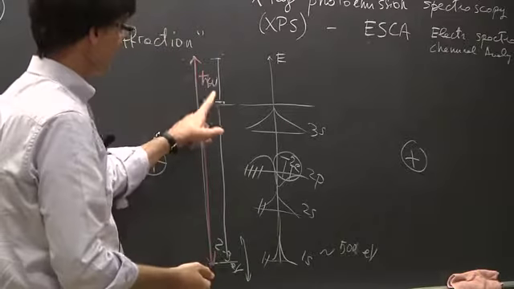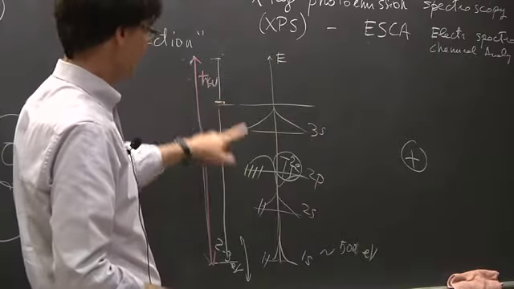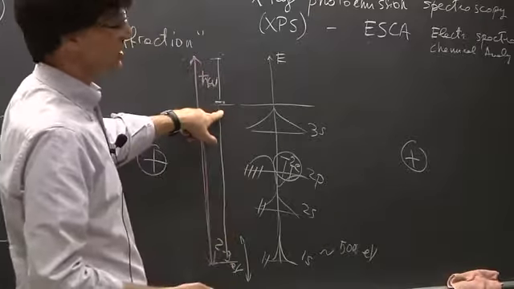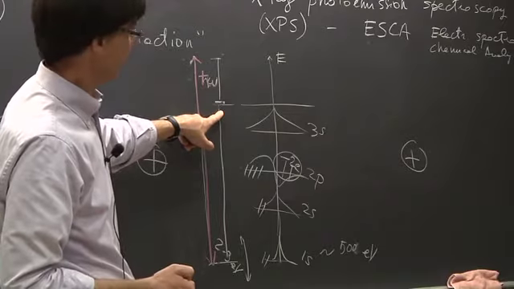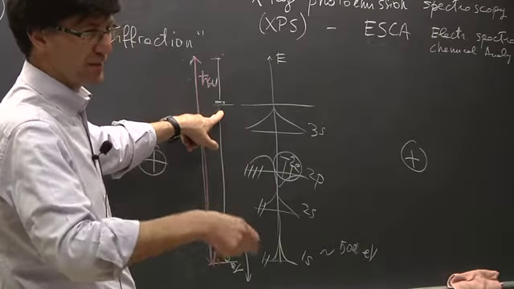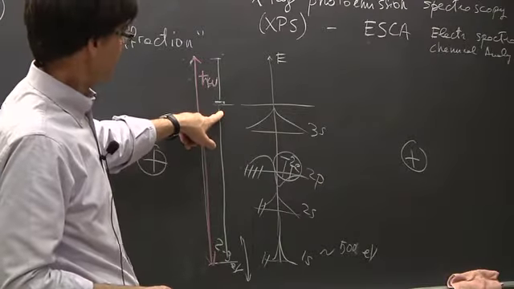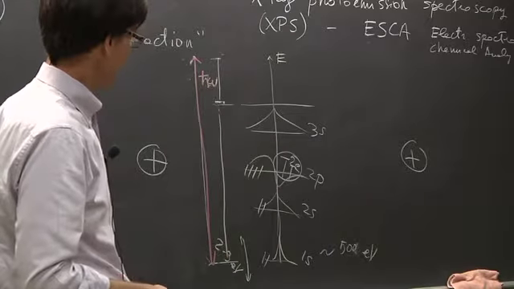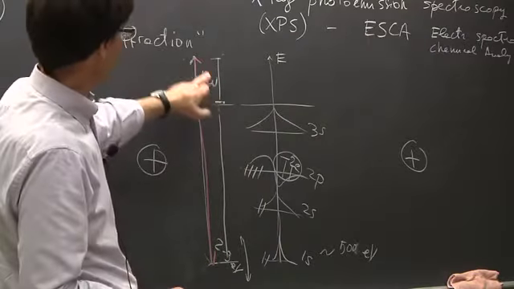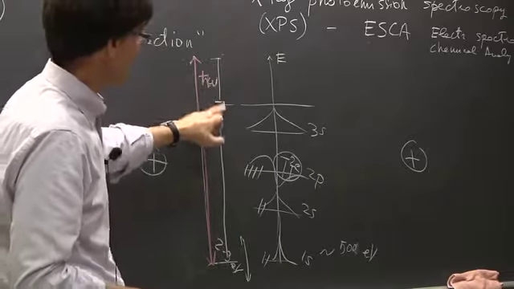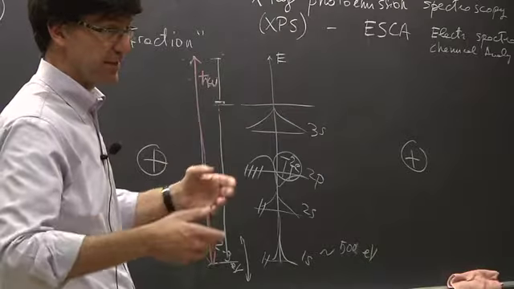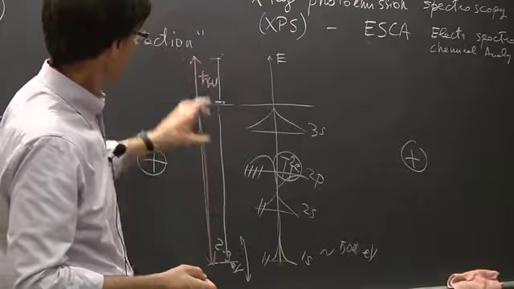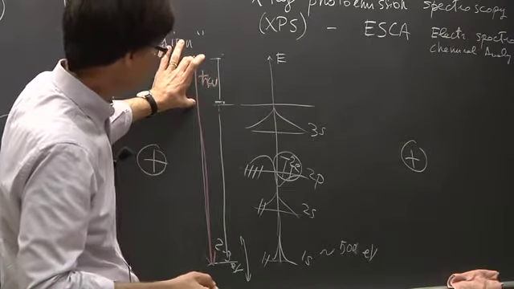This energy must be larger than the binding energy, because otherwise there wouldn't be enough energy to extract the electron out of the system. The electron will remain inside the sample and will decay back to the original state eventually. But if you manage to have a photon energy which is larger than the binding energy, then the electron will be emitted away from the sample with whatever kinetic energy remains.